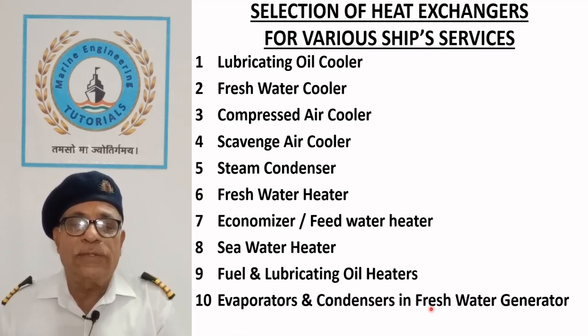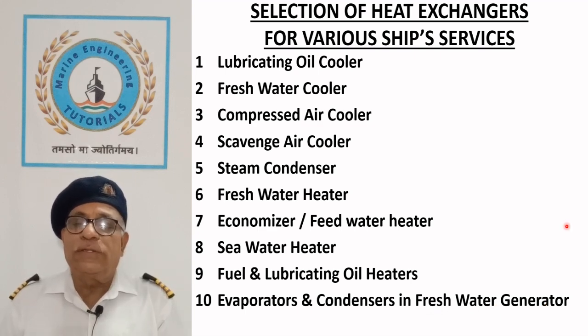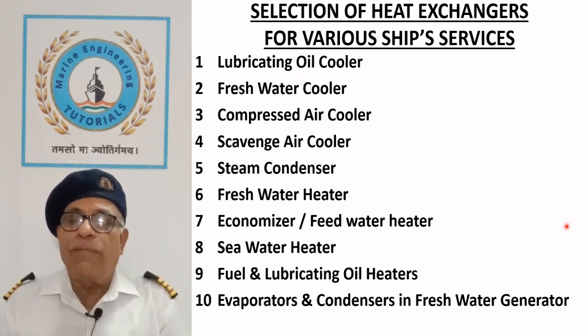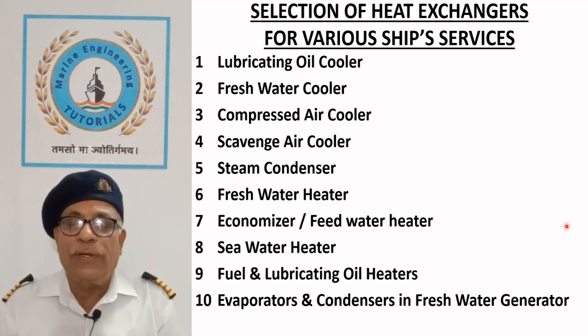Evaporators and condensers in freshwater generator. Evaporators and condensers used in freshwater generator are both shell and tube type and plate type. Shell and tube arrangement was conventional method, whereas plate type arrangement is a later development.